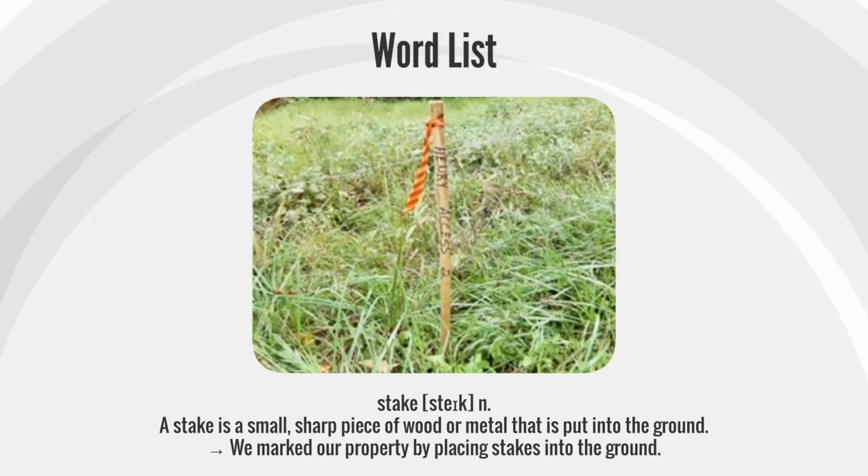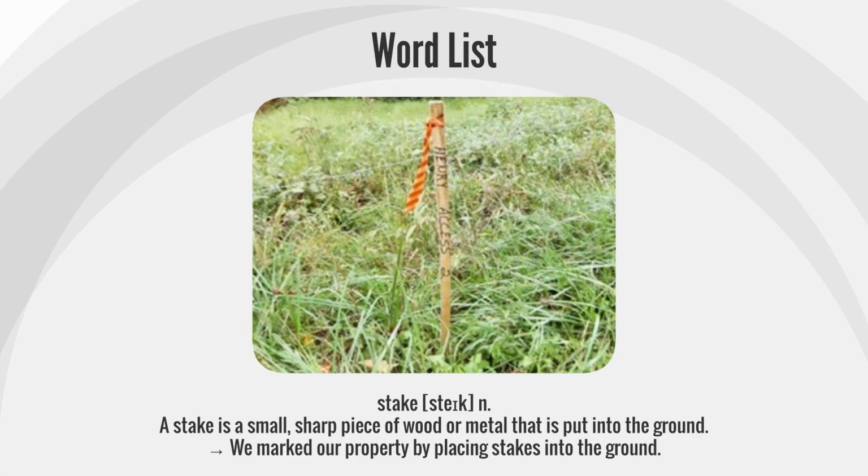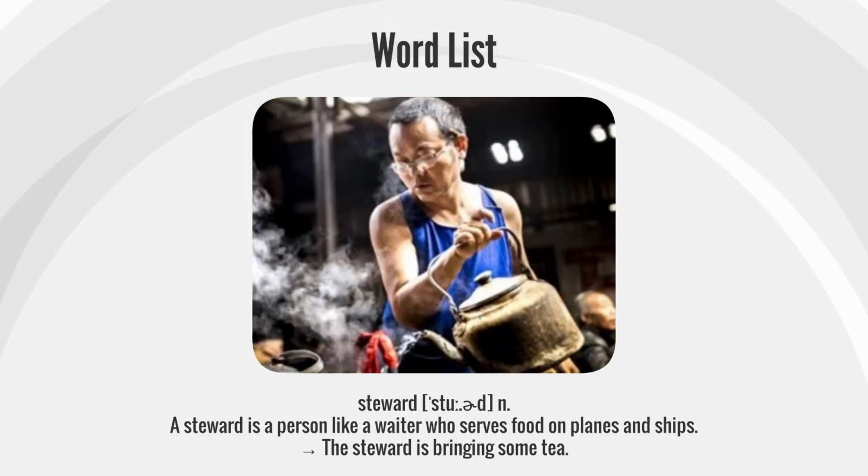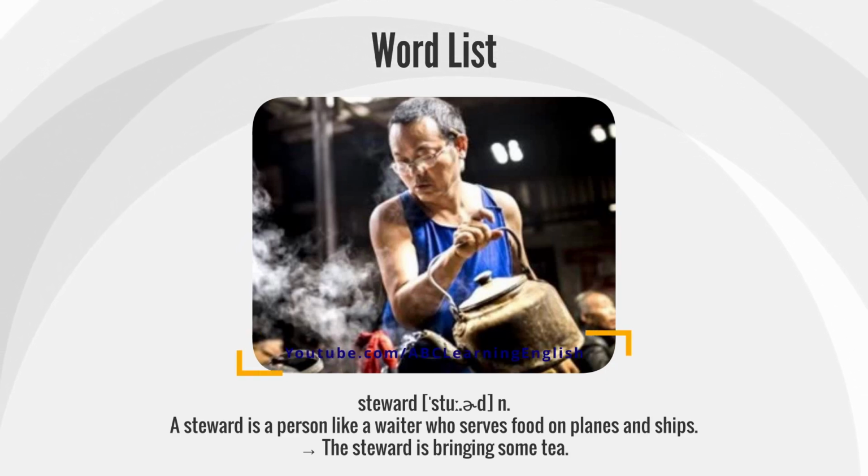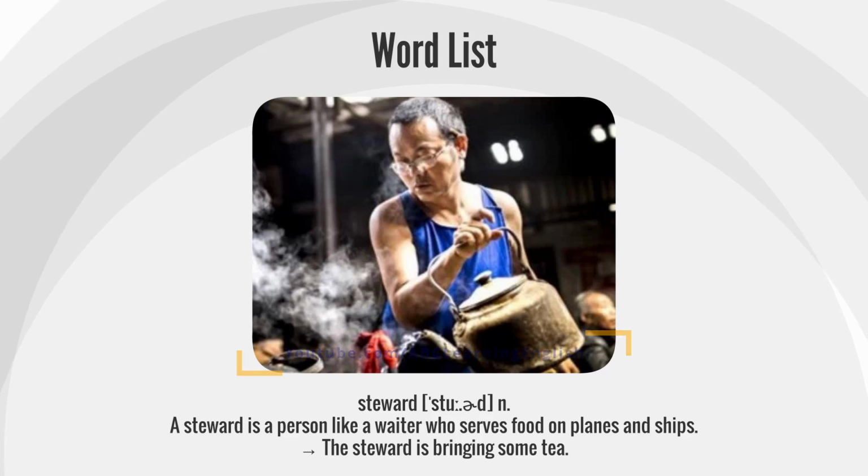Stake. A stake is a small, sharp piece of wood or metal that is put into the ground. We marked our property by placing stakes into the ground. Steward. A steward is a person like a waiter who serves food on planes and ships. The steward is bringing some tea.